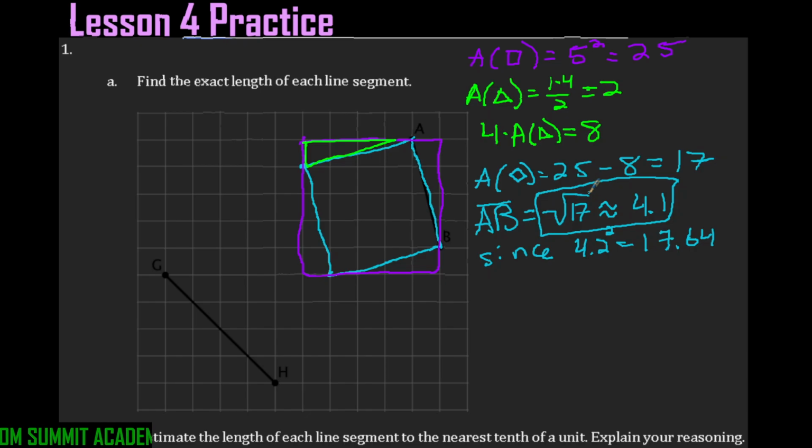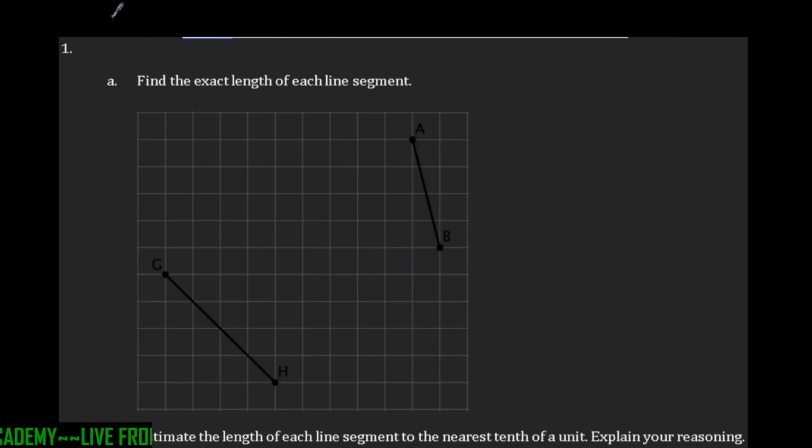So I'm going to start a new one. You can use that same picture that you drew. Again, draw the big square, draw the triangles, find the side length. So now this GH is your turn.